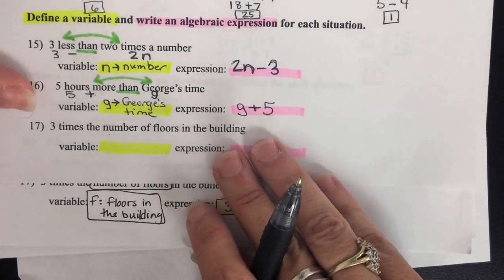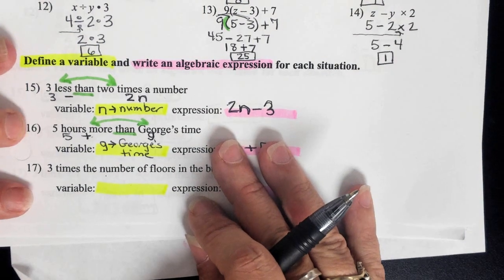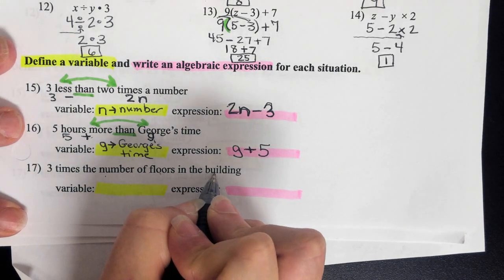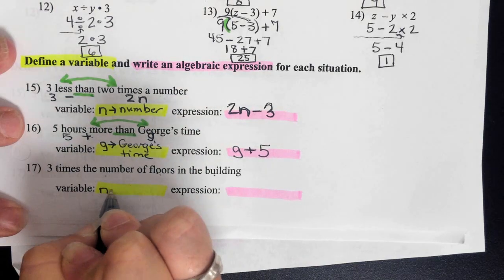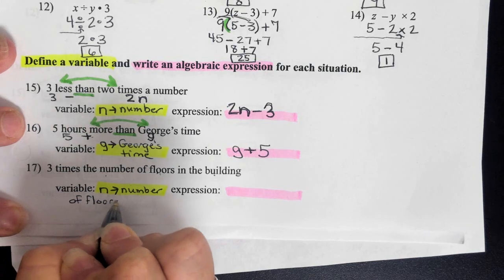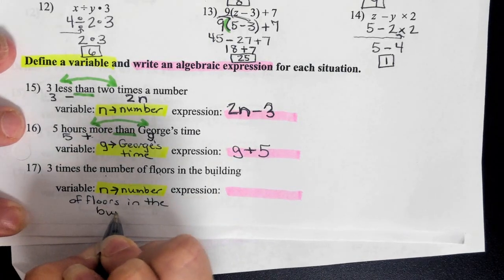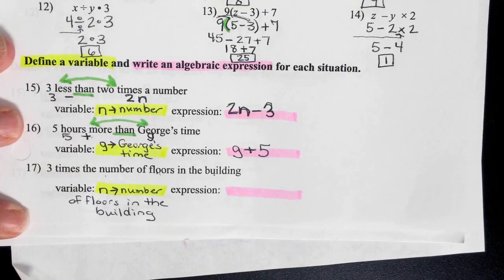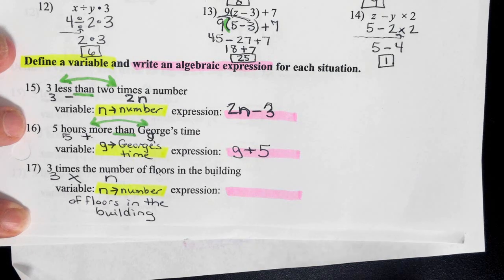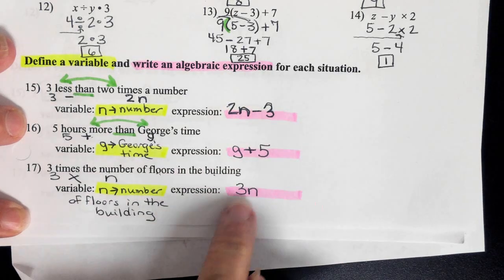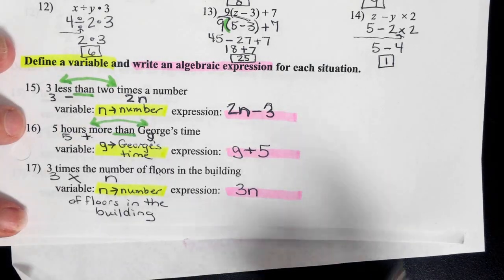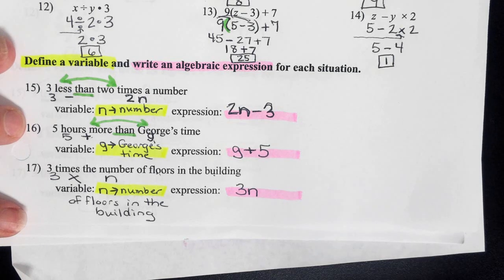On the next one, number 17. Okay. 3 times the number of floors in the building. Okay, we don't know the number of floors in the building. Okay, you could put F for that. I'm going to put N, and I'm going to call it number. It doesn't matter what you put, as long as you're talking about the floors in the building. So it'll be 3 times number. Okay, so 3 times the number of floors. Right, so we need to put it together to make it look nice and neat as 3n. If you put a dot, that's fine. You could put a dot there. It just kind of looks weird. Okay, so that is the front.